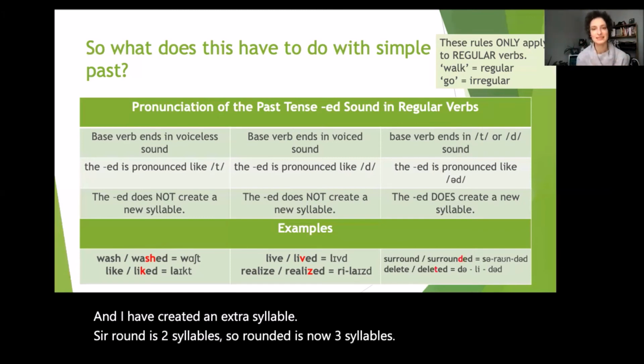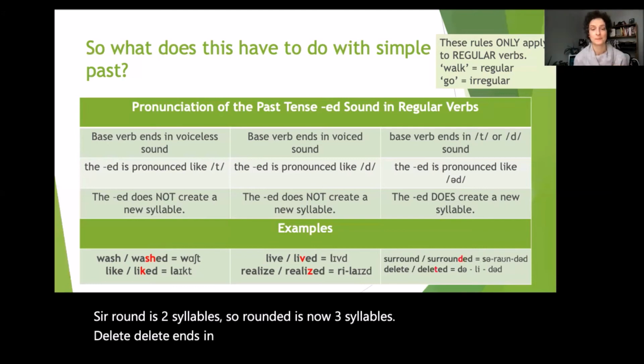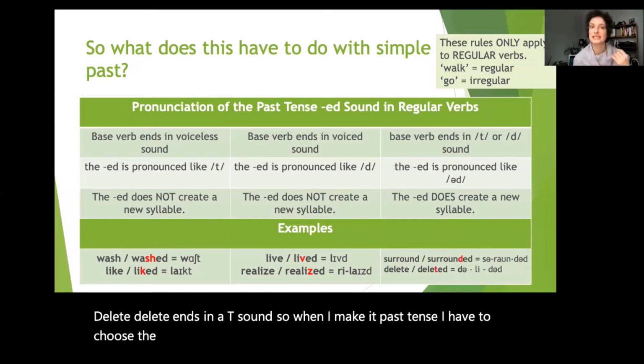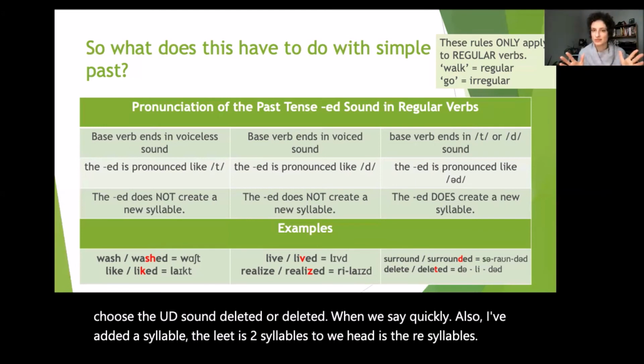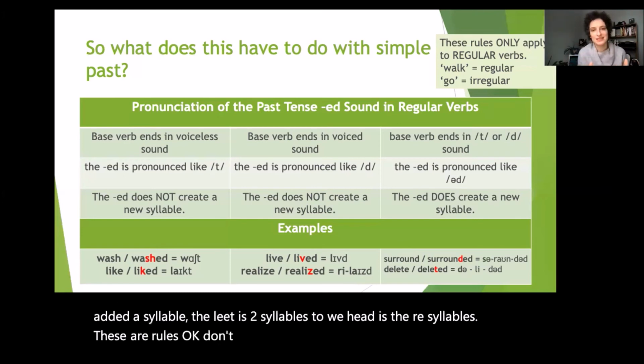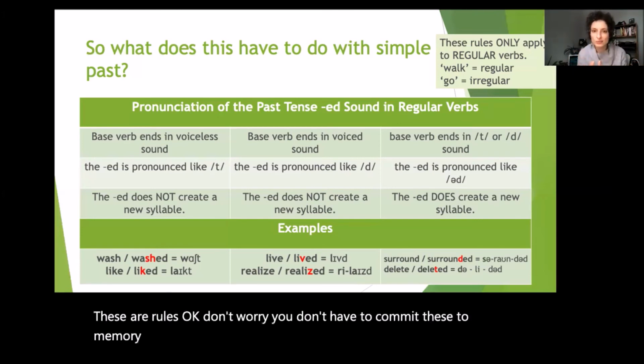Delete ends in a T sound. So when I make it past tense, I have to choose the ud sound, deleted, or deleted when we say it quickly. Also, I've added a syllable. Delete is 2 syllables. Deleted is 3 syllables. These are our rules. Don't worry, you don't have to commit these to memory right now. You can always review them after today's module.